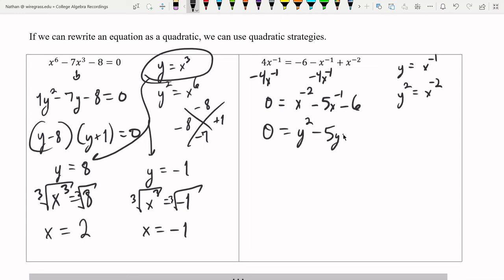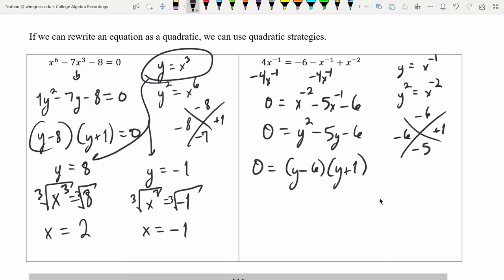which gives me y squared minus 5y minus 6. AC method once again, -6, -5. This one's easy, -6 plus 1. Once again, I can use the shortcut method, y minus 6, y plus 1 to factor it. And that gives me two solutions, y equal to 6 and y equal to -1.